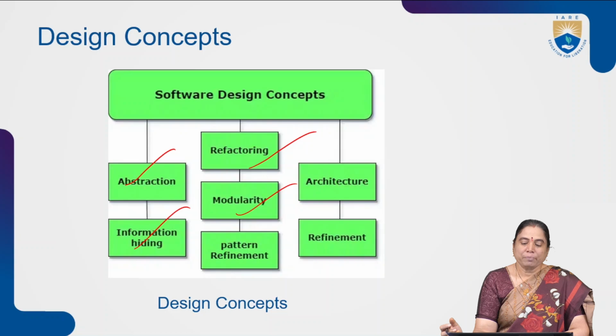So the functional dependencies can be concentrated with the separation of concern principle. Pattern refinement: these design patterns provide the template for implementation. The architecture provides the blueprint or structure of the system. Refinement is used to refine or modify the design so that the changes can be considered and dependencies can be greatly reduced.